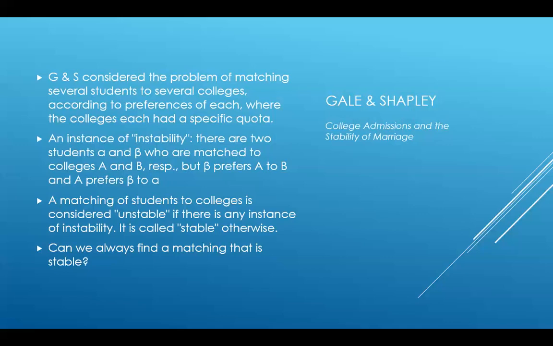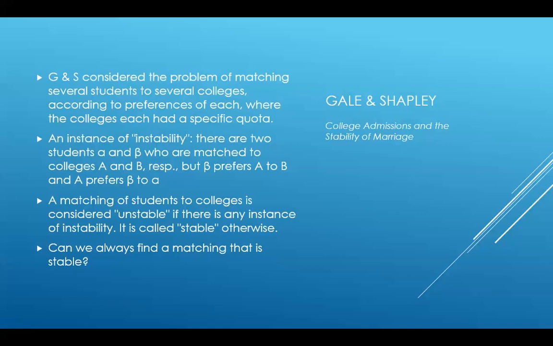So a matching of students to colleges is considered unstable if there is any instance anywhere whatsoever of instability, right? That is, two pairs where one of the partners prefers the other partner and has that feeling reciprocated, okay? And otherwise it's called stable.